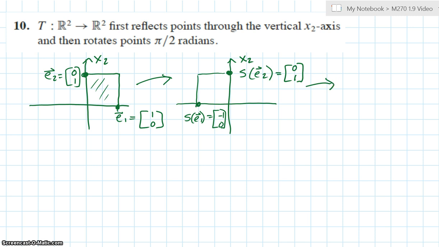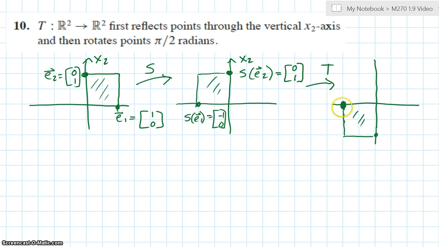Now we're going to do it again. So first, this was S. Now this is what I'm going to call our T. So we're going to now rotate pi over 2 radians counterclockwise. So this point right here is going to rotate to that point. And then this point is going to rotate down to this point. So you'll have a box like this. So I first reflect, then I'm going to rotate 90 degrees.